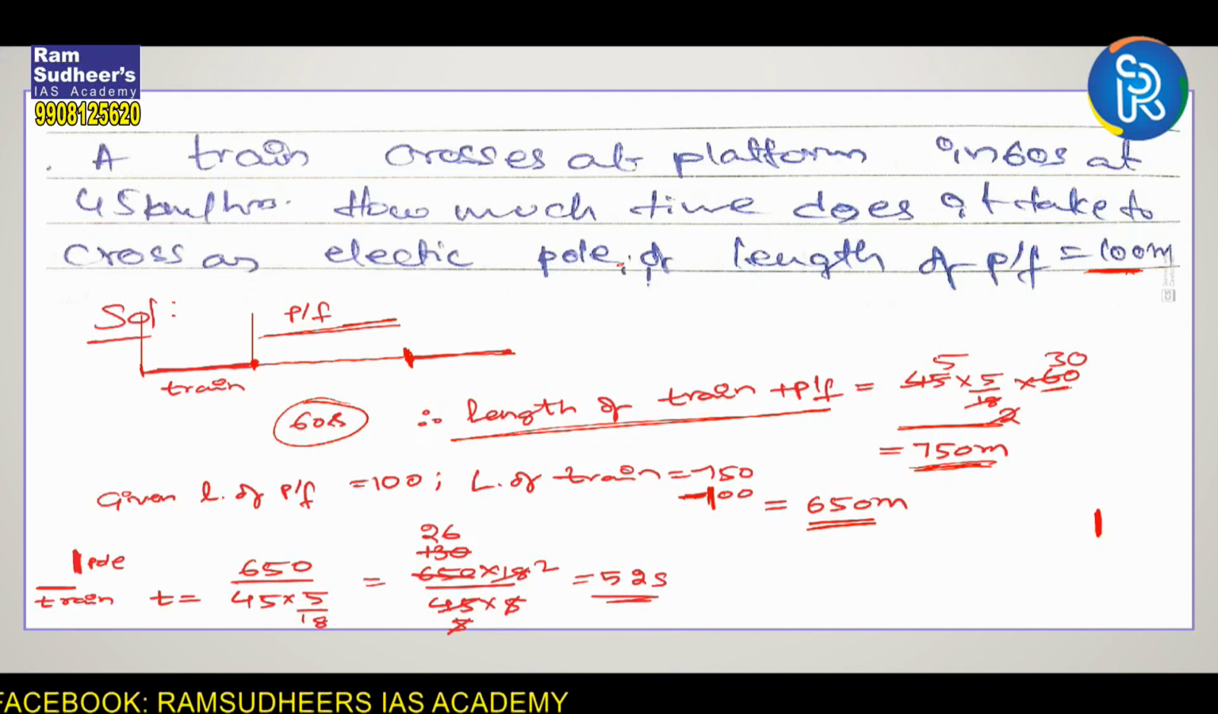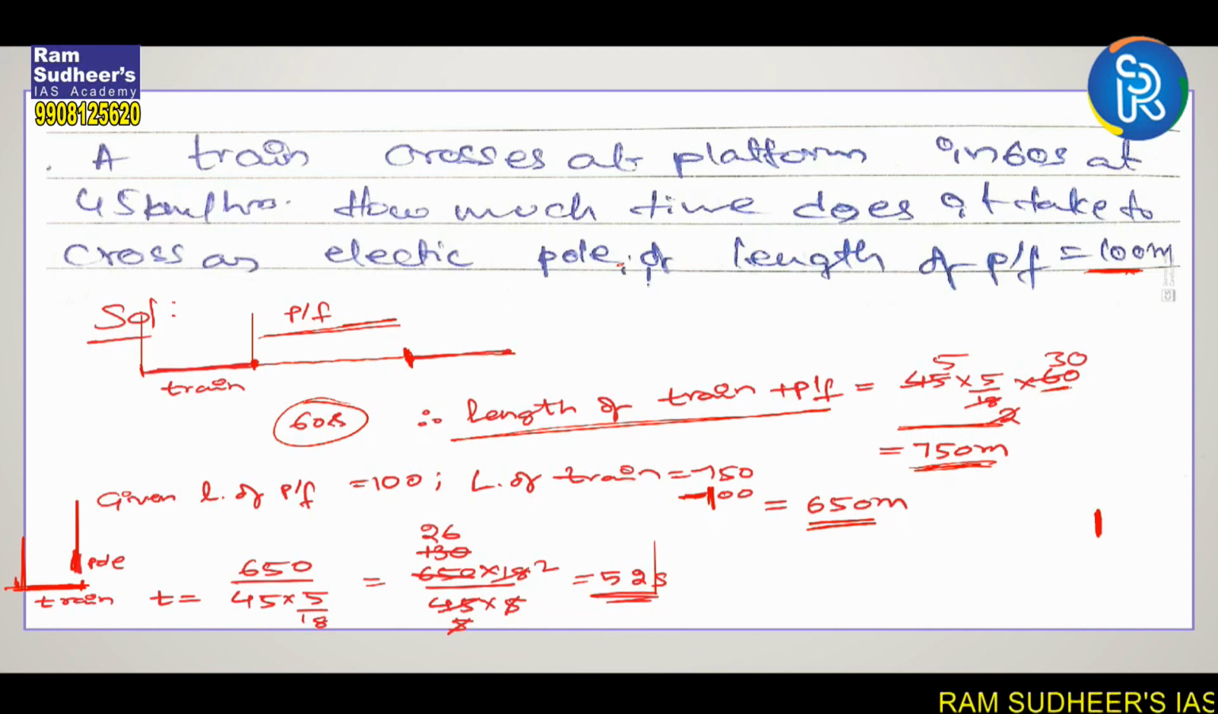This is an electric pole, and then the train is crossing, just its head and tail both are crossing. What would be the time? The distance is 650. Distance here is the length of the train, which is 650, by speed, which is 45 into 5 by 18. It would yield us 52 seconds. Therefore, 52 seconds is the time it takes to cross an electric pole.